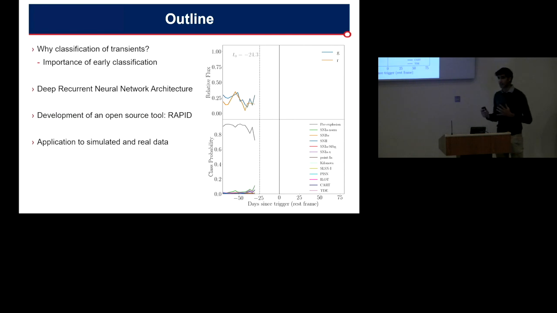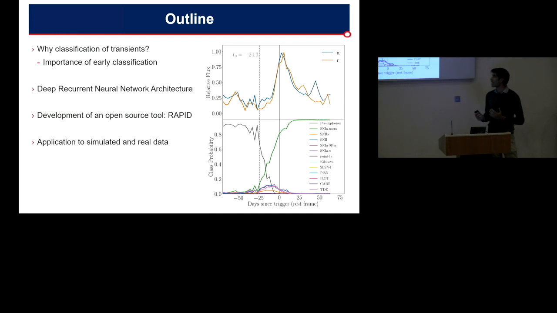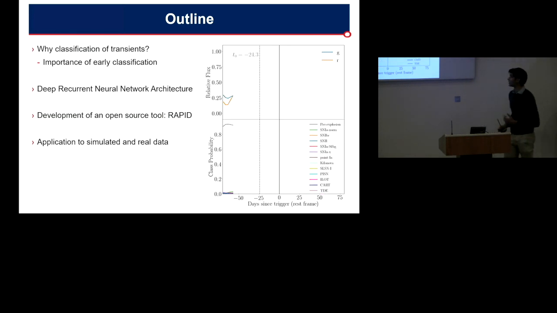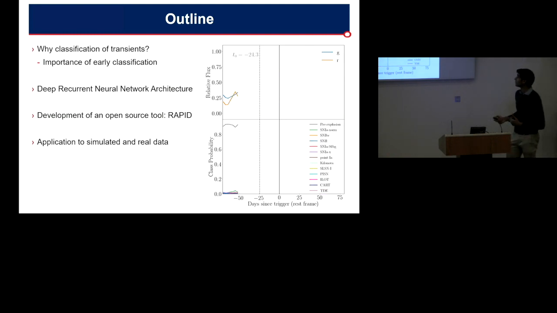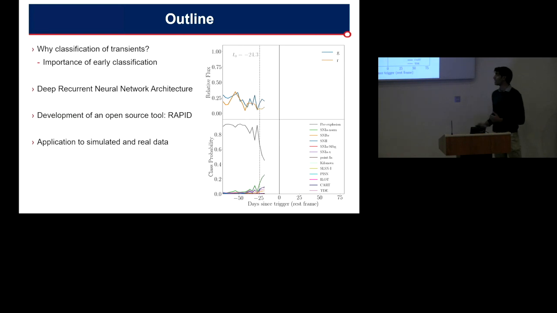But throughout this talk, I'll explain why transients are important and why early classification is particularly significant. And I'll go through how our deep recurrent neural network architecture achieves this, and the tool that we've developed, it's open source, called Rapid, that we've applied to both simulated and real data from the Zwicky Transient Facility. So here's an example of a light curve, and this is where we'll end up at the end of this talk, where we'll be able to classify these light curves as a function of time.